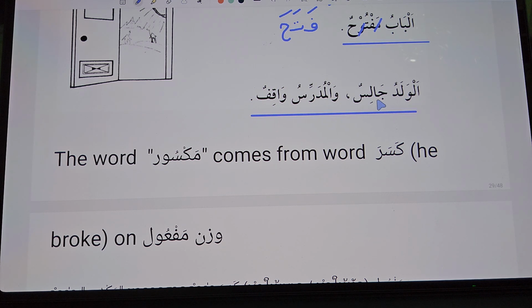Al-waladu jalis. Okay. Wal-mudarrisu waqif. Al-waladu jalis, what is the meaning? The child is sitting. And the teacher is standing. Mashallah. The teacher is standing. What is the jam of walad, Akhana Yasin? Remember? What is the plural?